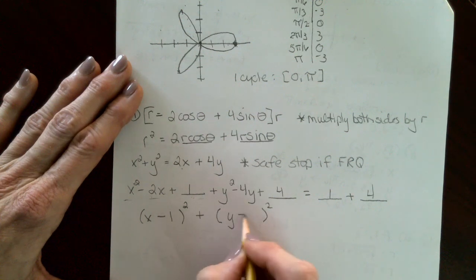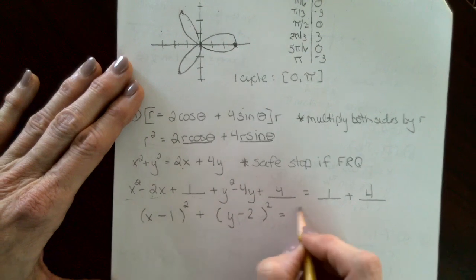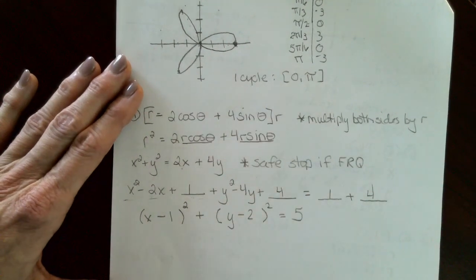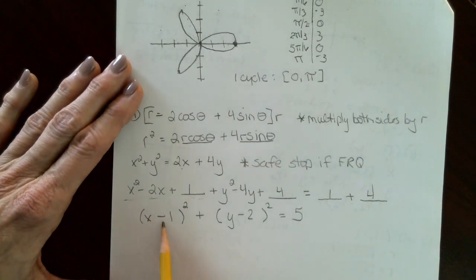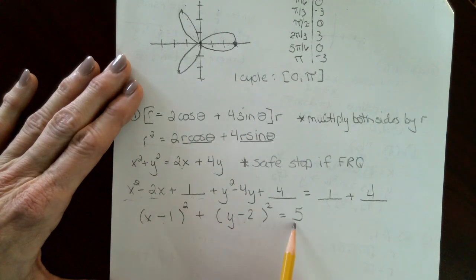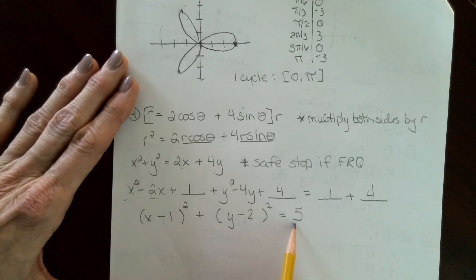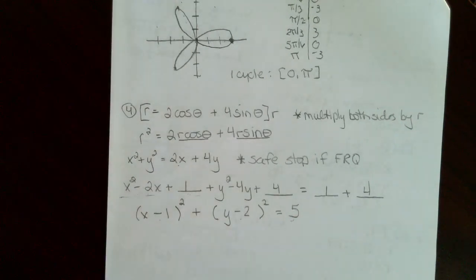y minus 2 squared equals 5. What's that an equation of? A circle centered at (1, 2). Radius is square root 5. Yeah, this is r squared. Awesome. That was fun.